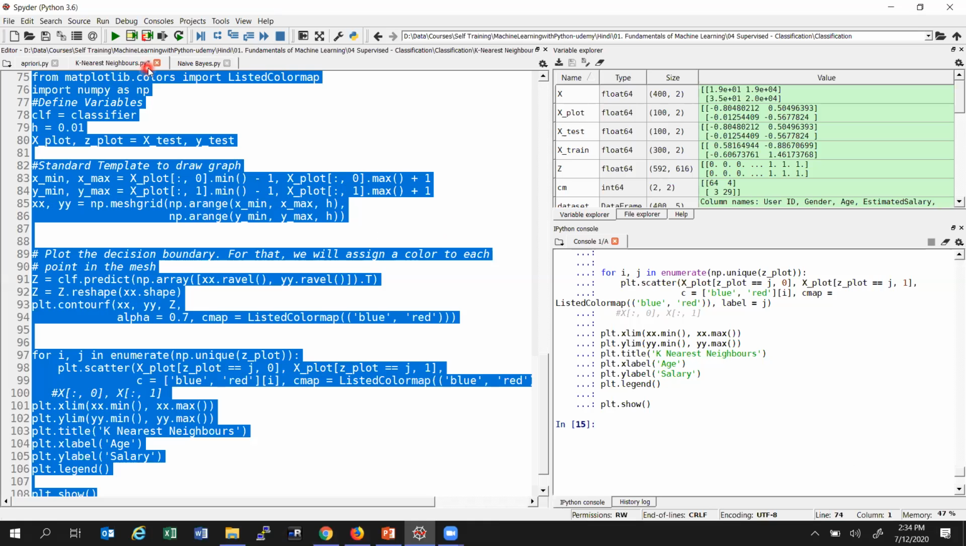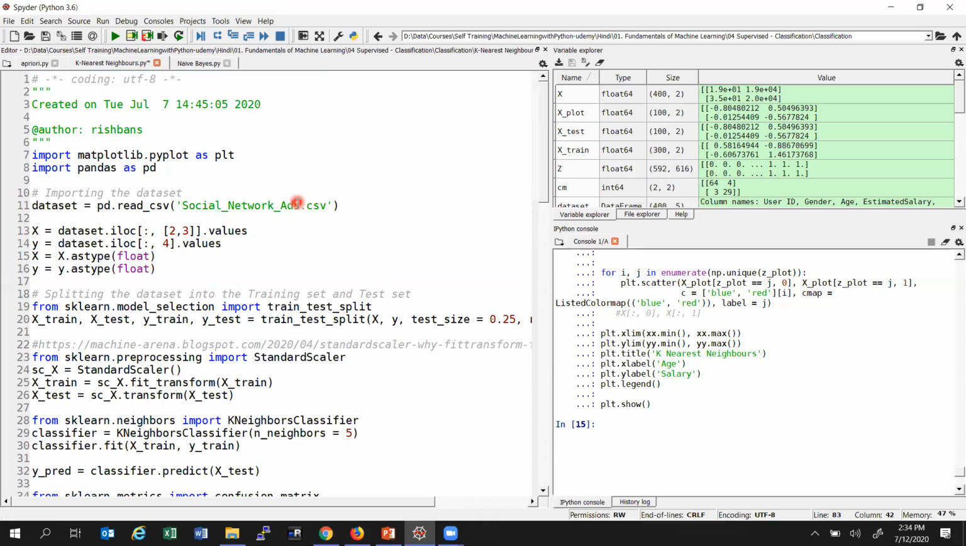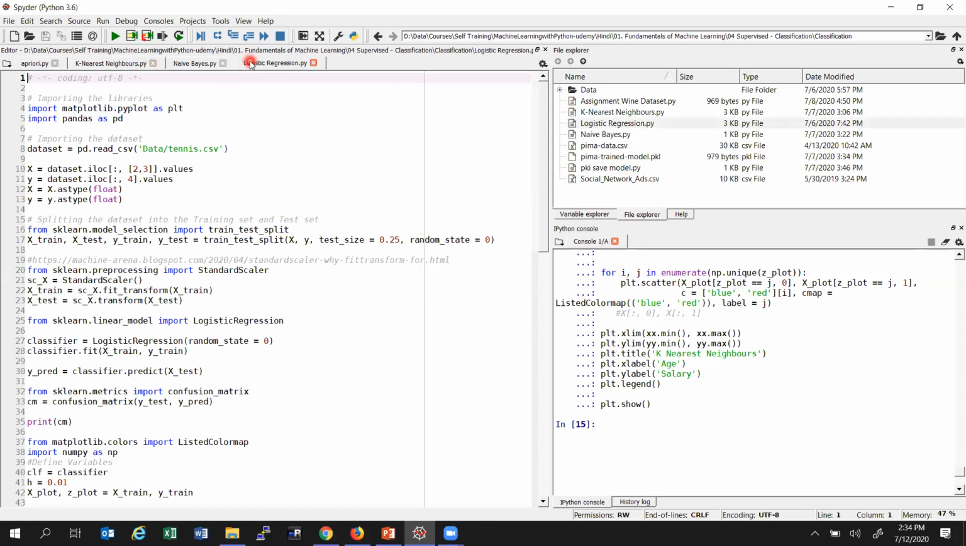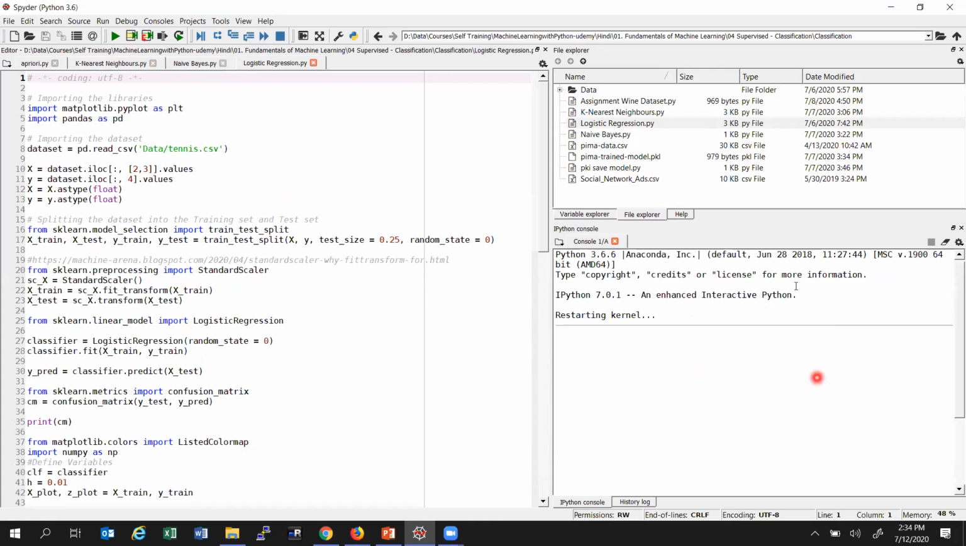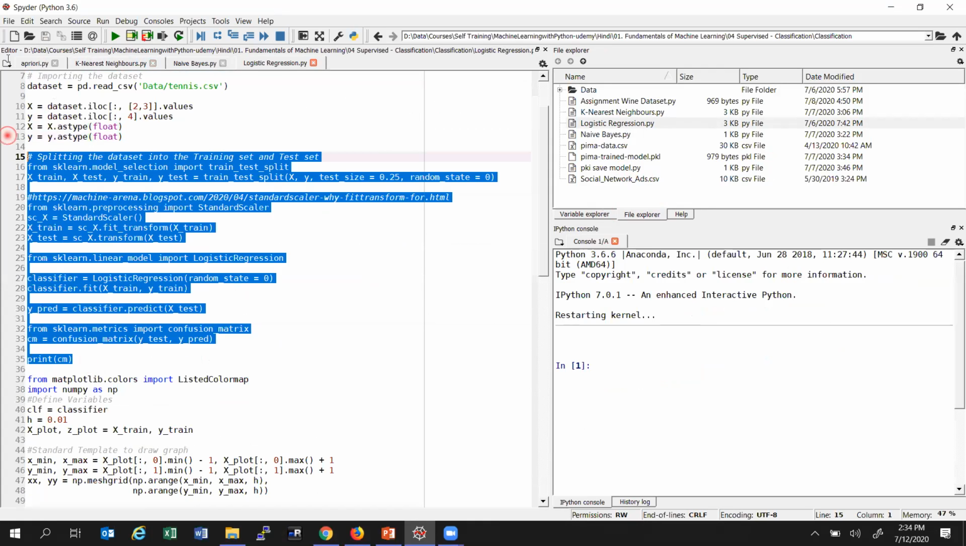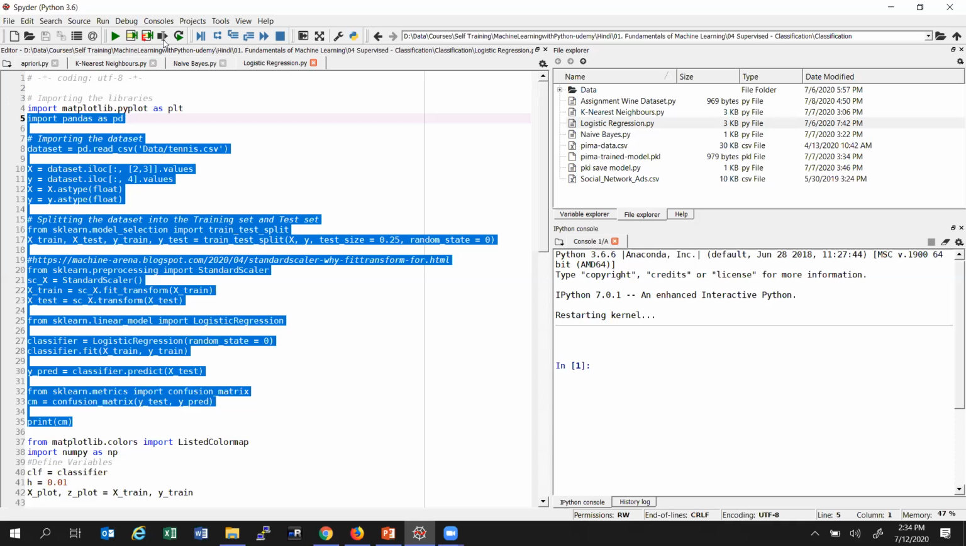Now I will show you logistic regression. First we reset our kernel. By resetting, you flush all the memory with the variables and whatever you created. Now again I will run this. So we are taking just 2 readings. Till this point I'm executing this.